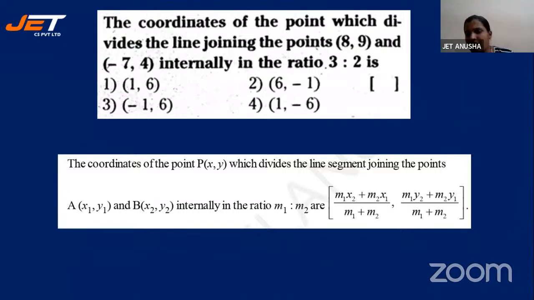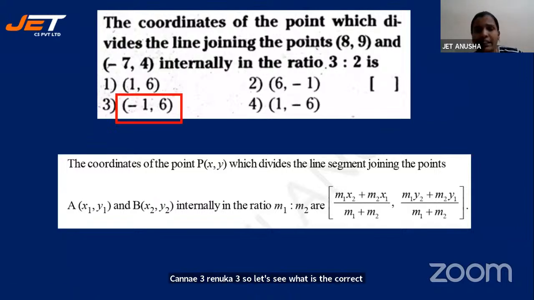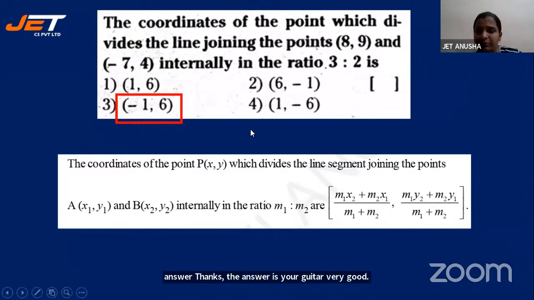Ashwin 3, Avinash 3, Pavani 2, Akshaya 3, Kanna 3, Renuka 3. So let's see what is the correct answer. The answer is 3. Yogita, very good. Rohini, very good. Gayatri, almost. Everyone gave me the correct answer.